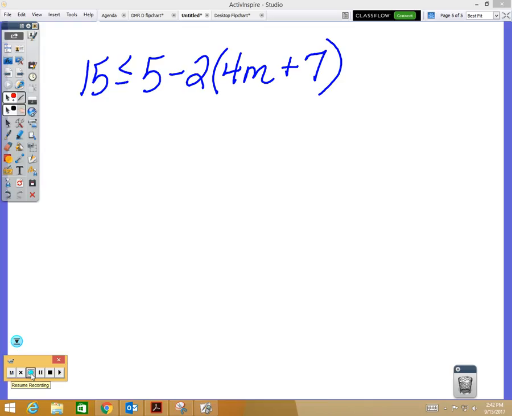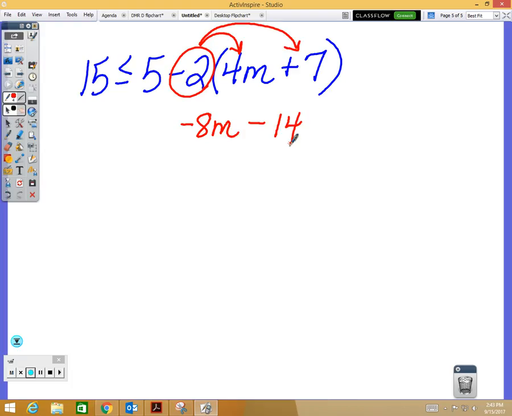All right, so what I was talking about with being careful with what you were distributing, I have a feeling there might have been a couple people in here that only distributed a 2. But remember, we talked about the sign in front of the number has to go with it. So you really need to distribute a negative 2 here in order to make this problem much easier on yourself, okay? So negative 2 times 4m is negative 8m, and negative 2 times 7 is negative 14. The rest of our problem, we didn't change yet.